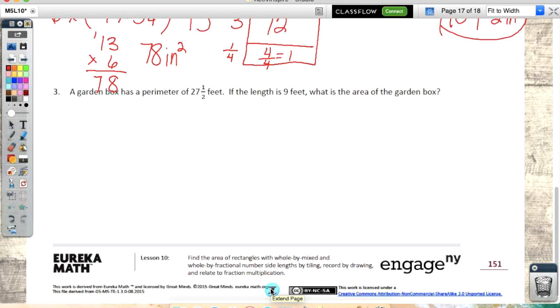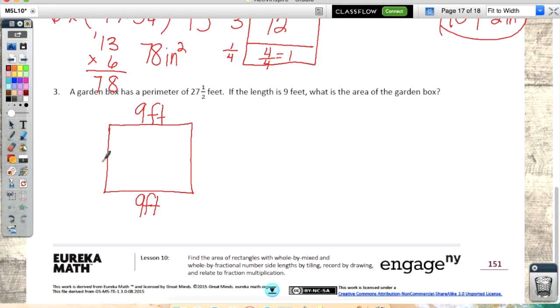A garden box has a perimeter of 27 and a half feet. If the length is 9 feet, what is the area of the garden box? Okay, this is tricky. So here's what we know: the length is 9 feet. What do we know about rectangles? Some sides are longer than others. What about opposite sides? Are they equal? Yes. So those are both 9 feet. These other two, the left and the right, are also equal.